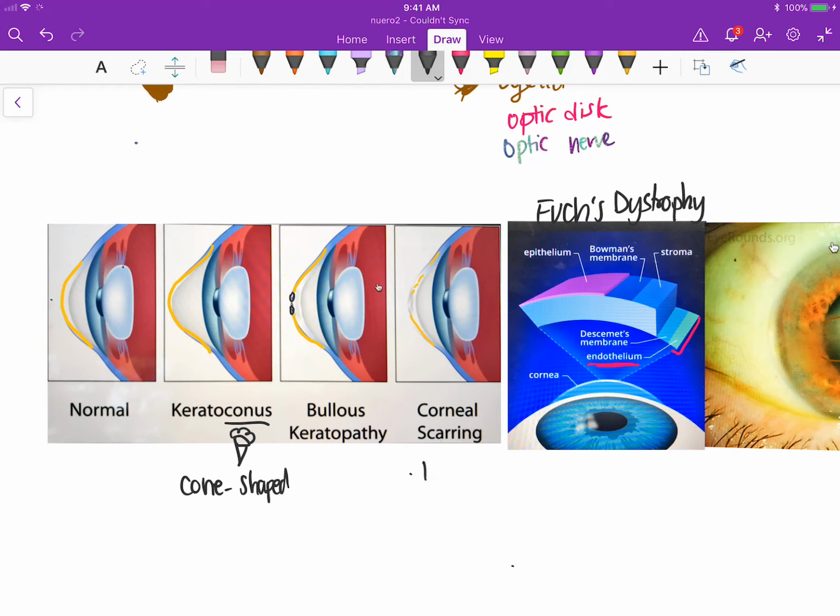Now you have corneal scarring. This is mainly due to herpes virus. It can also be a bacterial or a virus or a fungi, okay, and that's corneal scarring.